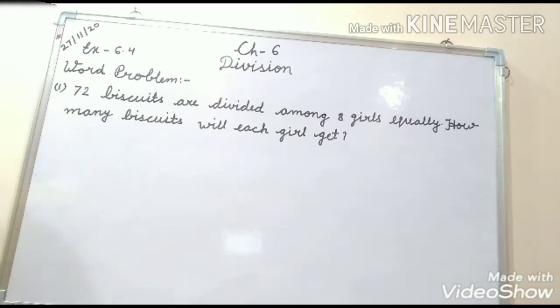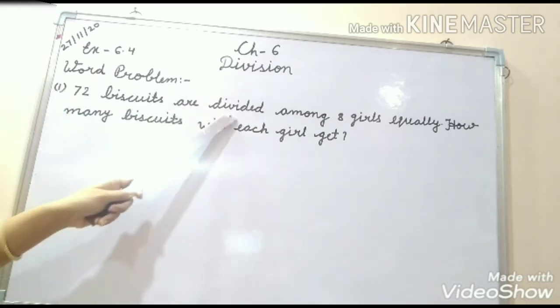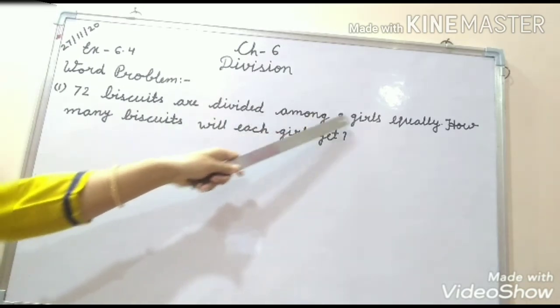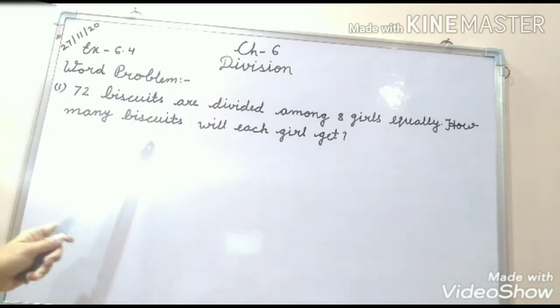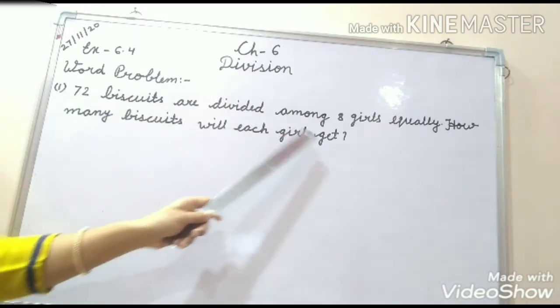Now children, let's begin here. First you see the question. First you read it. 72 biscuits are divided among 8 girls equally. How many biscuits will each girl get?